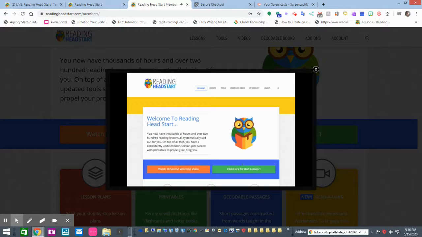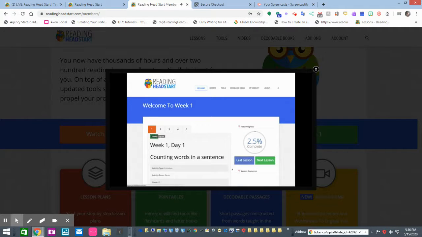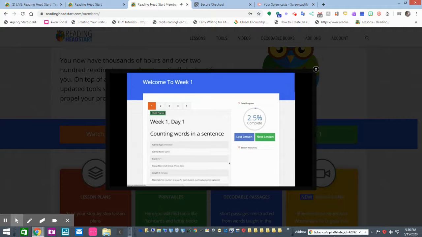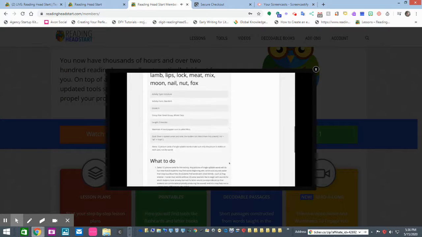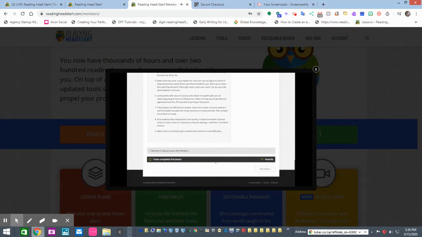Here we are on the same page you just landed on, our members welcome area. Obviously, you just click the orange button here on the left, so let's take the next step and click the green button here to start. This takes you to the very first week of lesson plans in Reading Head Start. Notice the tools populate for this lesson along the right-hand side, while the robust step-by-step lesson plan is along the left. Here at the bottom of every lesson, you'll find the option to mark it as completed to track your progress throughout the course. Here, you'll find the option to favorite any lesson you loved, giving you the ability to quickly come back at any time you wish.